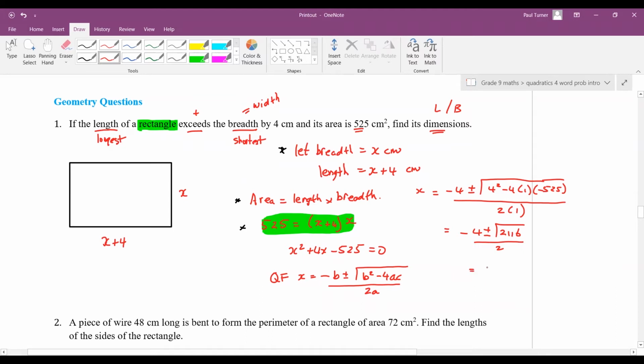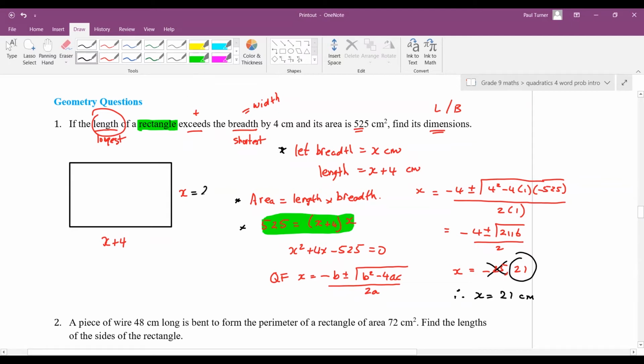And x will end up being minus 25 and 21. And because we're dealing with lengths, we know we can't have a negative length, can we? So this length minus 25 will be cut off because it's not valid. So x must therefore be 21. Okay, therefore x equals 21 centimeters.